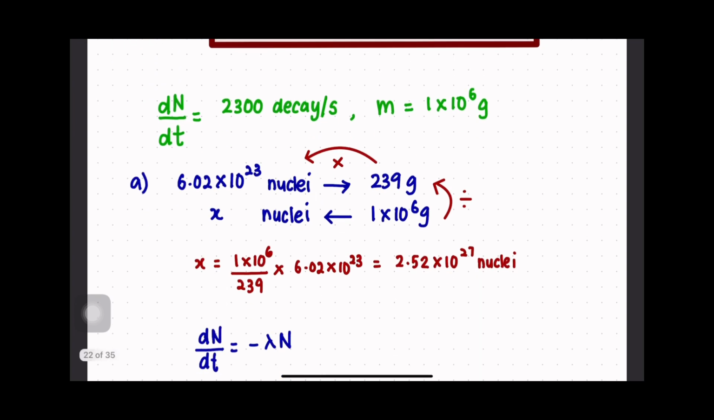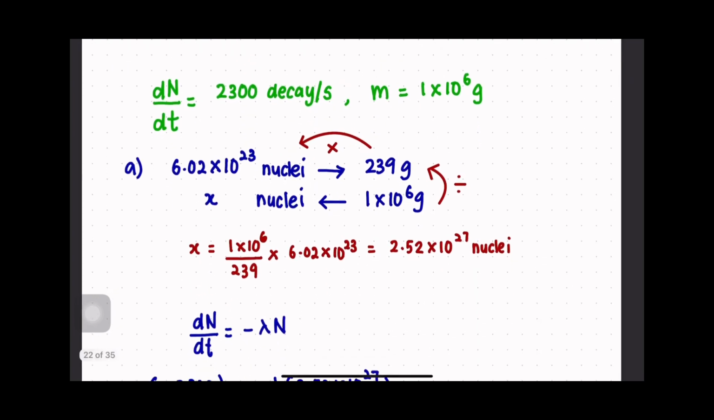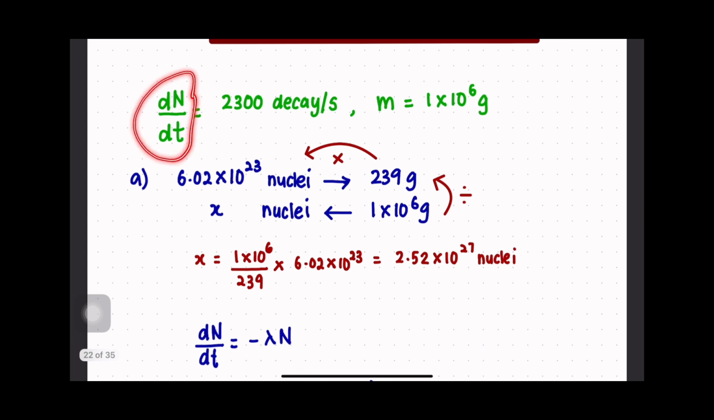Okay, so ni nak cari decay constant kan? So untuk dapatkan decay constant, kita akan guna formula dN per dt is equal to negative lambda N. Nak cari lambda. So you kena tahulah berapa number of nuclei at that time, iaitu pada mass 1 kali 10 kuasa 6 gram. Tapi kita punya formula tak ada yang melibatkan mass. Jadi you kena tukar dalam gram kepada bilangan nuklei.